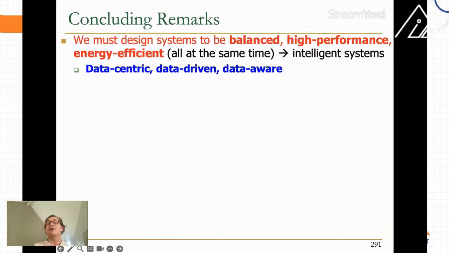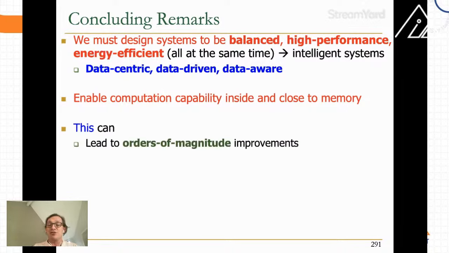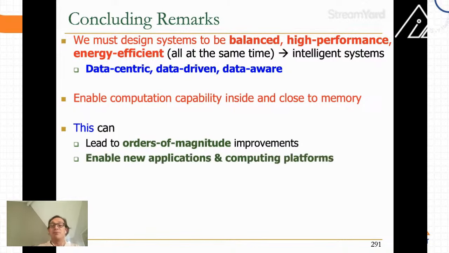But I believe data-driven and data-aware are actually part of the larger equation, and these are synergistic with each other. In all of these, I believe we need to enable computation capability inside and close to memory, and essentially anywhere else where data is stored or generated. I believe this can lead to orders of magnitude improvements, and I've given you some empirical evidence in the field from both real systems as well as simulated systems for this. And I believe going into the future with creative thinking and better engineering, we can do even better.